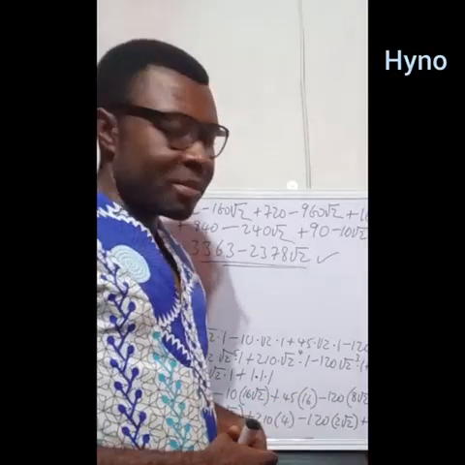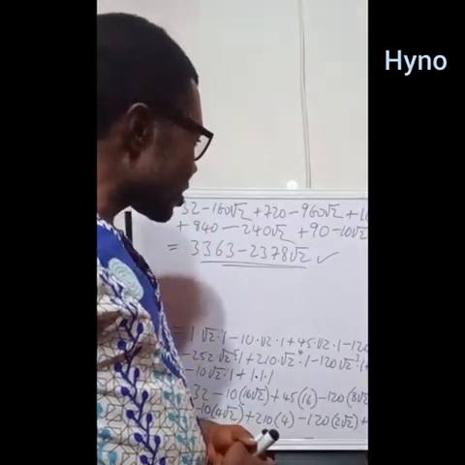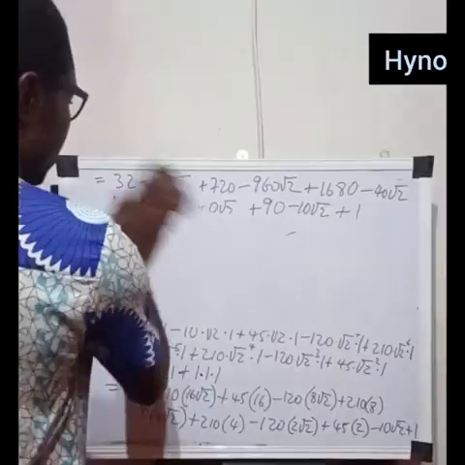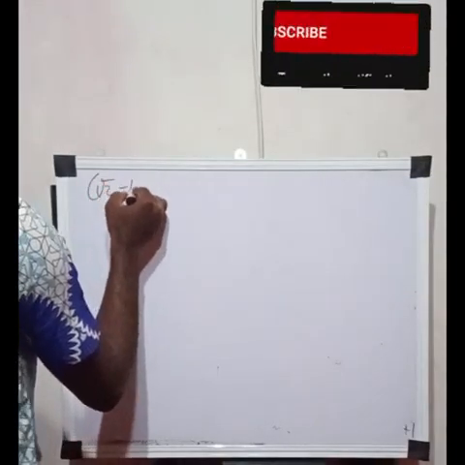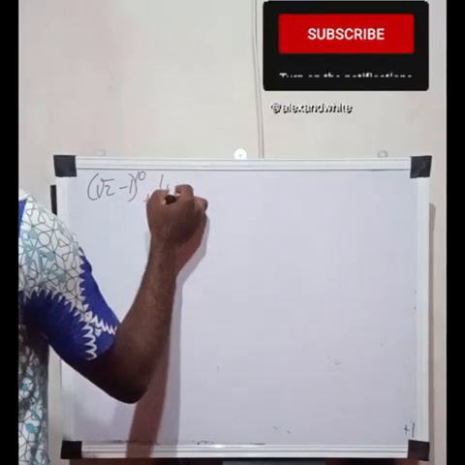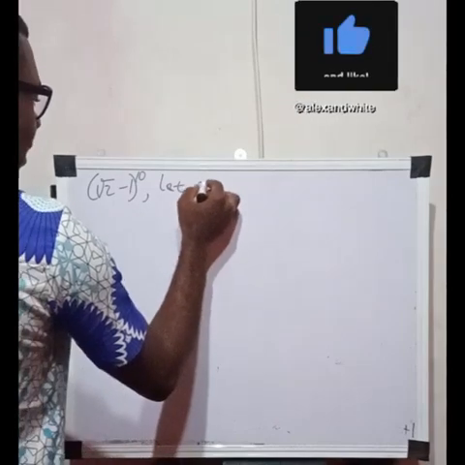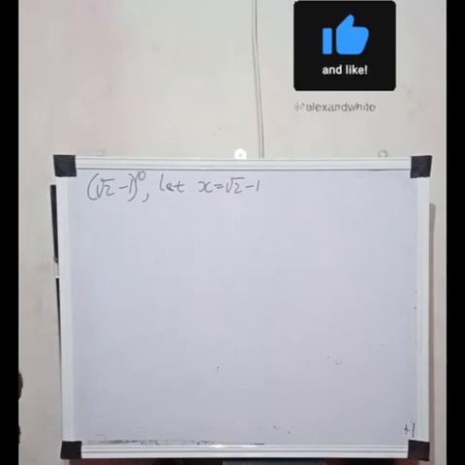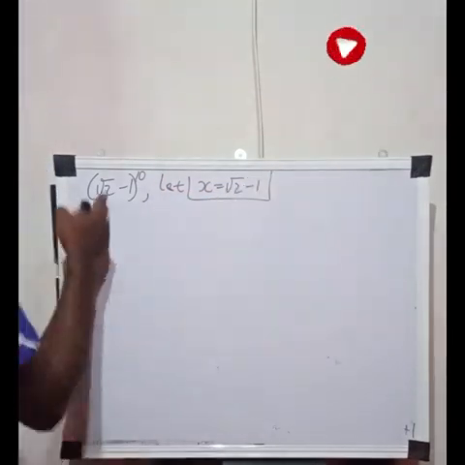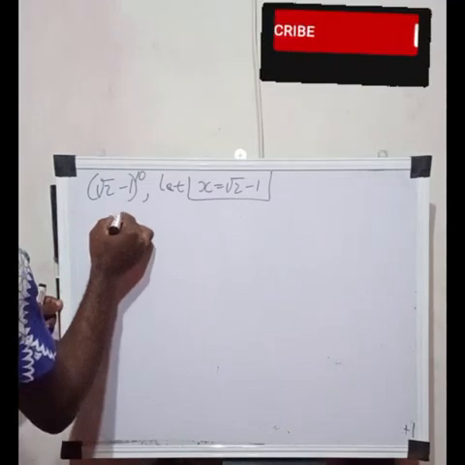But this is binomial expansion. Is there any other way we can solve this question? Let us look at this method. One can decide to say, okay, root 2 minus 1 raised to the power 10. What if I say let x be equal to root 2 minus 1? Take note of this. That means that this is going to be x raised to the power 10.